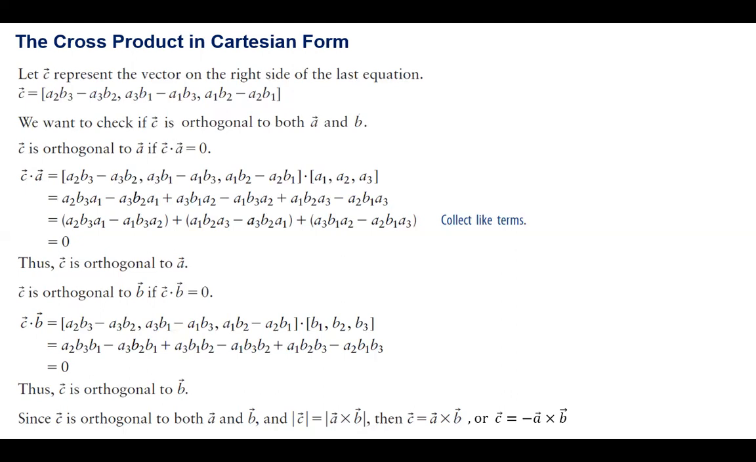Since vector C is orthogonal to both A and B, and the magnitude of C equals the magnitude of A cross B, we know that C is either A cross B or negative A cross B, right? According to the definition of cross product. Can you follow me? Then we need to check which one is correct. Is C equal to positive A cross B or negative A cross B?